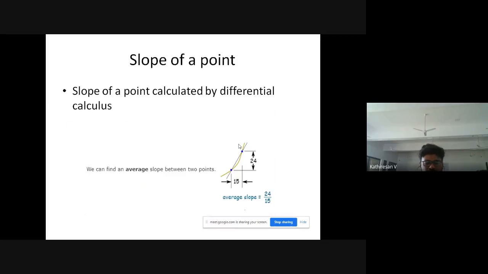Now, just look into this. Now, our intention is we have to find the slope of a point. Got my point? We have to find the slope of a specific point. Okay, the slope of a point is calculated by differential calculus. For this we have to get help from differentiation in mathematics. We have to get help from differential calculus, that is nothing but differentiation.